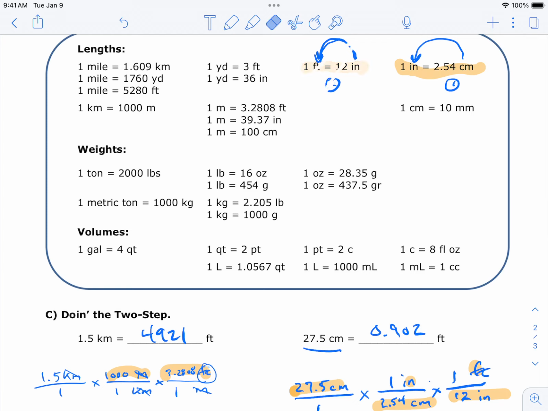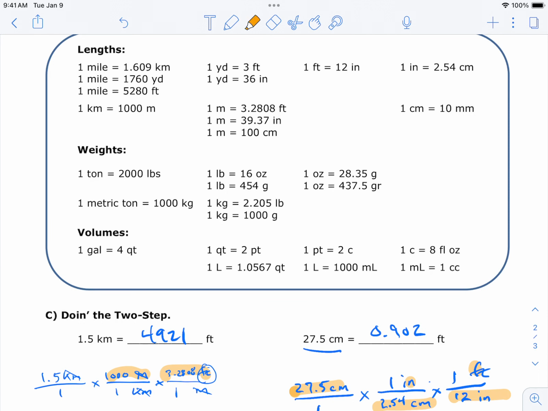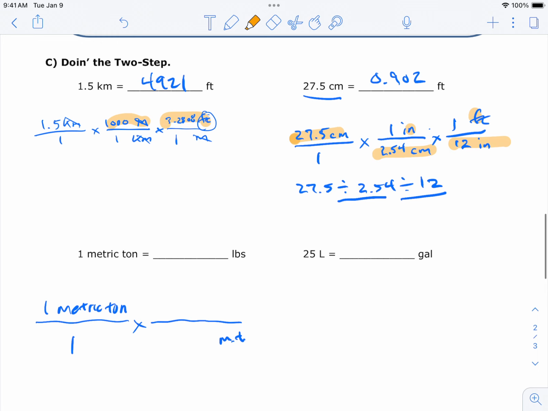Let's come up here. Let's erase what I have here. Metric ton. The only place I see a metric ton is right here. That gets me to kilograms. That's the only place I see metric ton in this whole thing, so I guess I'm going to have to use it, so I might as well just write that down now. 1 metric ton is 1,000 kilograms.